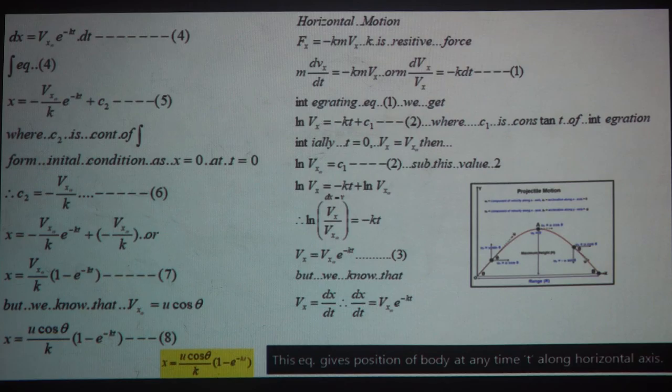This is my equation number 7. But I know that Vxo is equal to u cos theta, and that is why I can write equation number 7 as x is equal to u cos theta divided by k into the bracket 1 minus e raised to minus kt, my equation number 8. So this equation gives the position of a body at any time t along the horizontal axis.